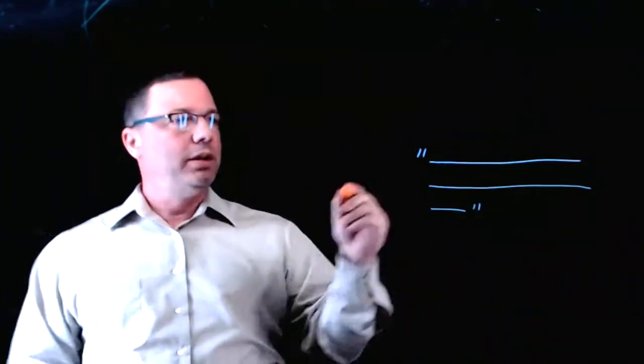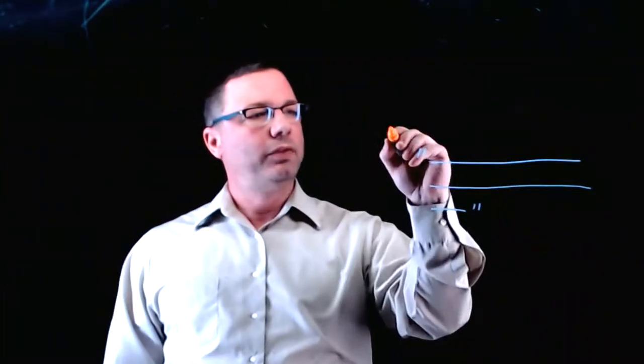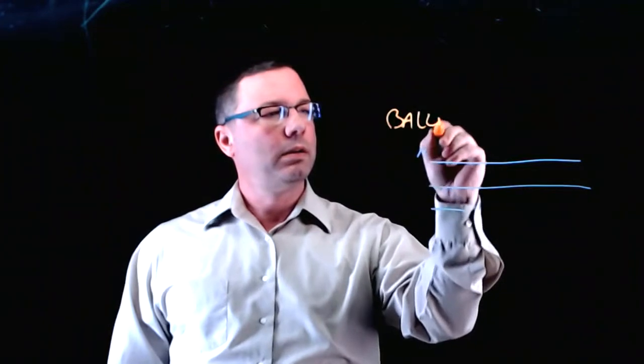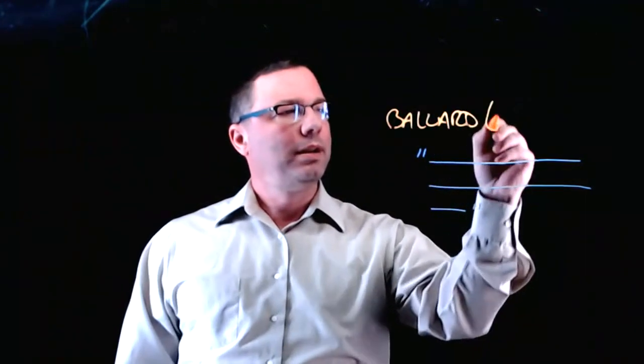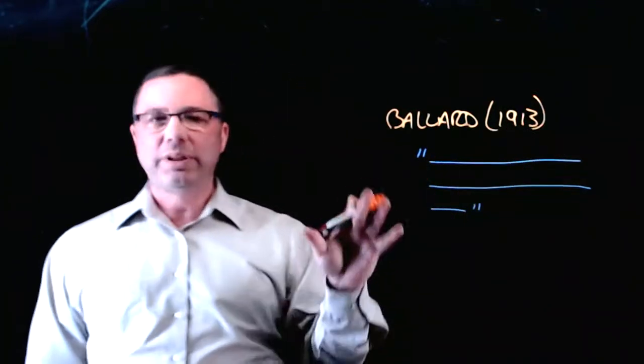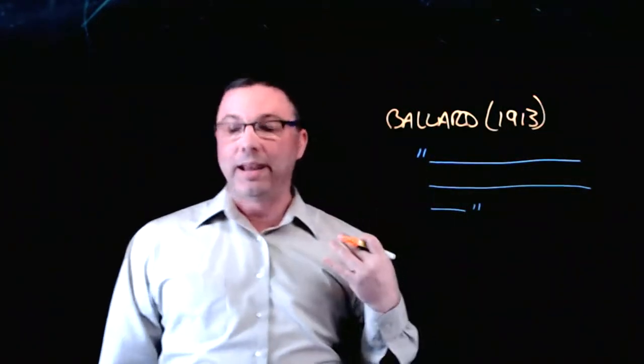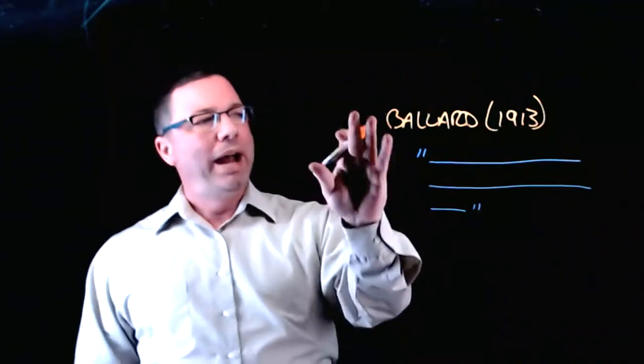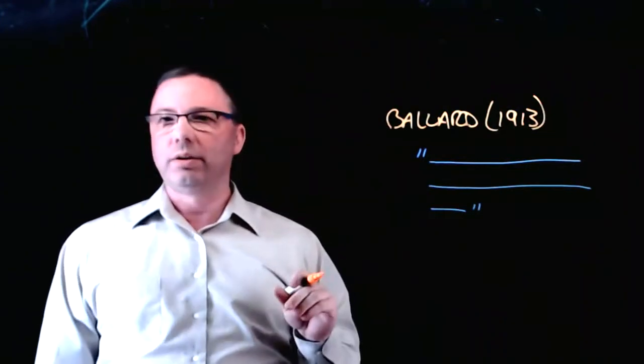It's called the "as cited in." Let me walk you through how to use that with a quote, and then we'll talk about how to use that with a paraphrase as well. So I already mentioned that I want to use this quote, and this is from Ballard, published in 1913. Now, I got that from Carey, 2014. That's my textbook for my course. But Ballard said it in 1913.